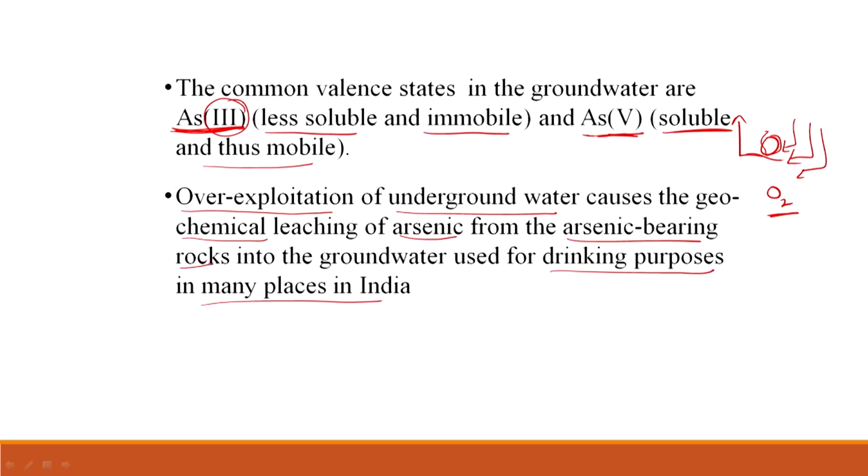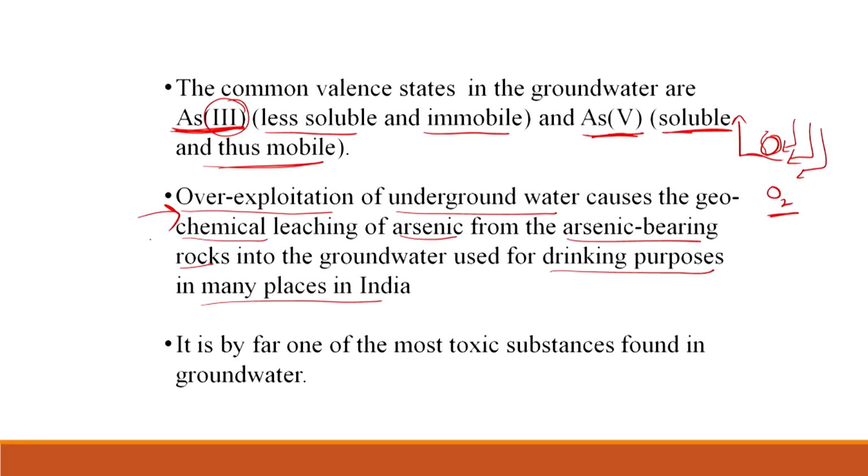And obviously, as we see, arsenic 5 is much more soluble and thus mobile. So that's an issue again due to over exploitation of groundwater. So it's not pretty straightforward, but obviously depends upon human usage too. Obviously you need to have arsenic deposits out here, and it is by far one of the most toxic substances found in groundwater, and that's the case even in the US and other countries too.